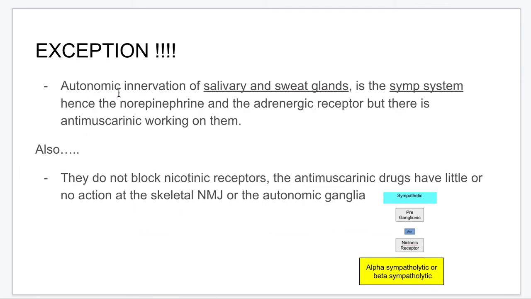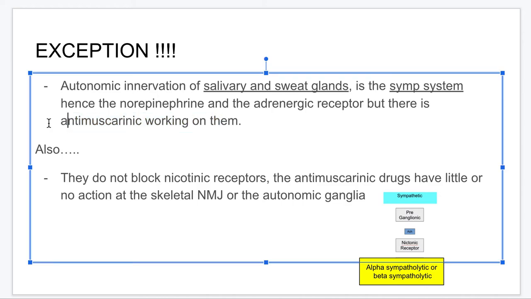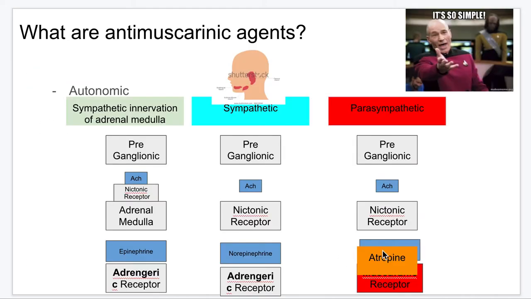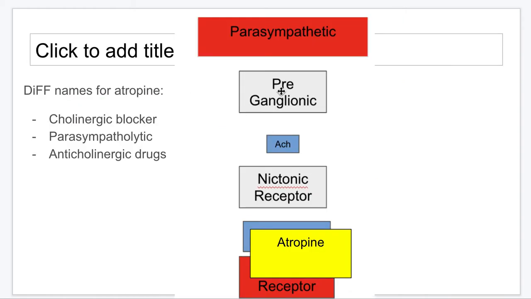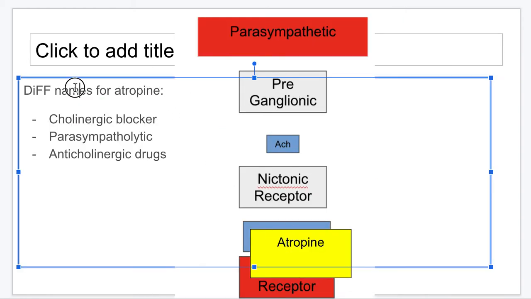The exception is that the sweat glands and the salivary glands are innervated by the sympathetic nervous system, but there can be anti-muscarinic action working on them. So atropine can only block the sympathetic nervous system in the scenario of sweat glands and salivary glands. So that's one exception. I want to talk to you guys about some different names for atropine.